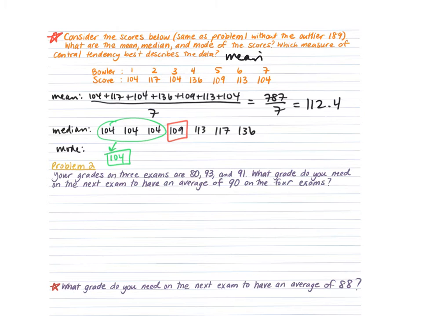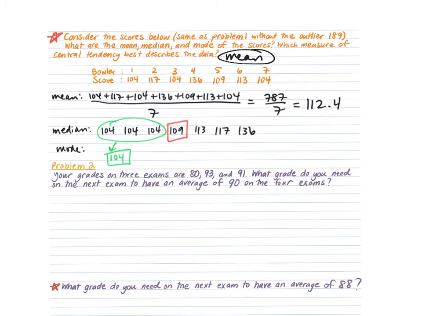Okay, so we're moving on to problem 2. So problem 2 says your grades on 3 exams are an 80, 93, and 91. What grade do you need on the next exam to have an average of 90 on the total of 4 exams? So this is a question I get a lot, so pay attention. You all know that this is a time where you actually will use this math in real life when you're trying to figure out what grade you need.